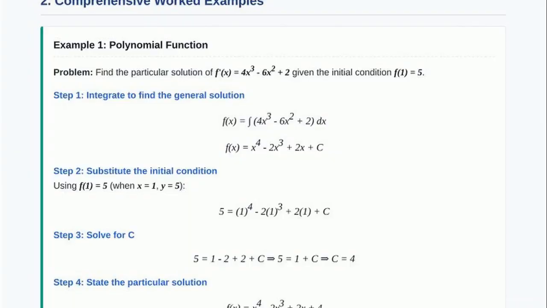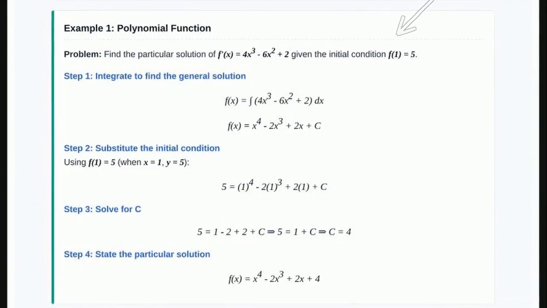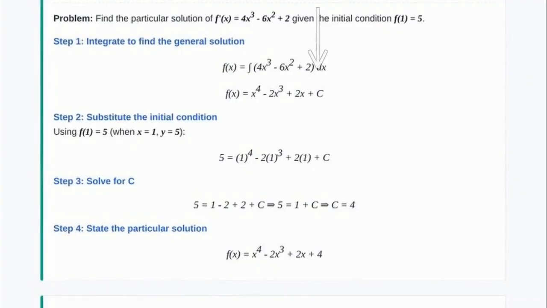We start with a polynomial rate function. The derivative is 4x cubed minus 6x squared plus 2. Our initial condition: when x is 1, the function equals 5. Step 1 is integration. Applying the power rule yields our general solution. Pay close attention to this plus c variable. Omitting the integration constant right here is the most frequent cause of calculation errors.